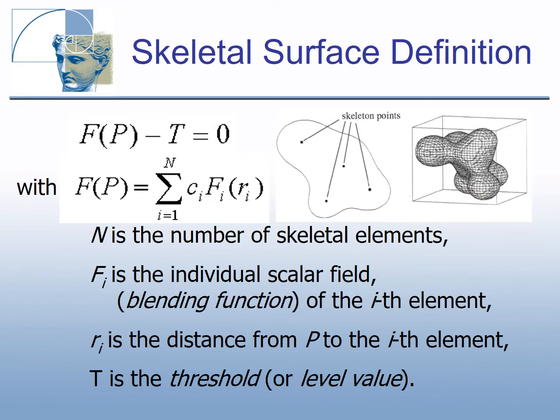Let me remind the skeletal surface definition. As we can see, the summation of the individual scalar fields goes by skeletal points or other skeletal elements. If the number of skeletal points goes to infinity and the distance between them goes to 0, the algebraic sum turns into an integral by the definition.